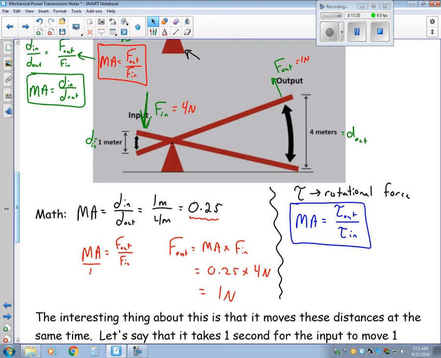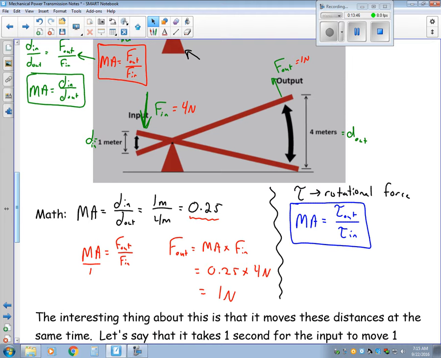So if I have something that has a mechanical advantage of less than 1, then that means that I am losing torque. So that's like a bicycle going downhill. If I have a mechanical advantage that is greater than 1, then I am increasing the torque. So that's trying to climb up a hill.